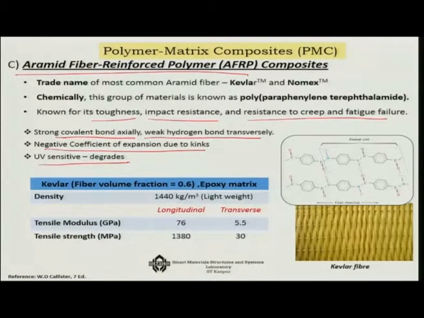Now Kevlar with a 0.6 volume fraction, you can see that the density is only 1440, so it is even lighter than CFRP in some cases, and definitely lighter than GFRP. If you look at the tensile modulus, it is close to aluminum, 76 GPa in the longitudinal direction, while in the transverse direction it is pretty weak, only 5.5. The tensile strength is 1380 MPa in the longitudinal direction and 30 MPa in the transverse direction.